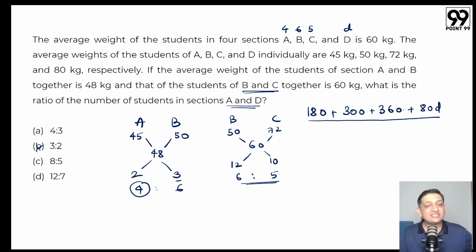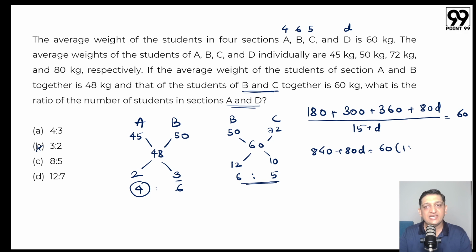How many students do we have? 4 plus 6 plus 5, that is 15 plus D. So the total number of students is 15 plus D. Now if I add all the weights and divide it by the number of students, what I am going to get is the average weight, which is 60 itself. Now I can simplify this and figure out the value of D, and then I can use A and D to figure out our answer. In this particular case, I am going to have 360 plus 300, that is 660, 760, 860, so 840 plus 80D is going to be equal to 60 into 15 plus D.